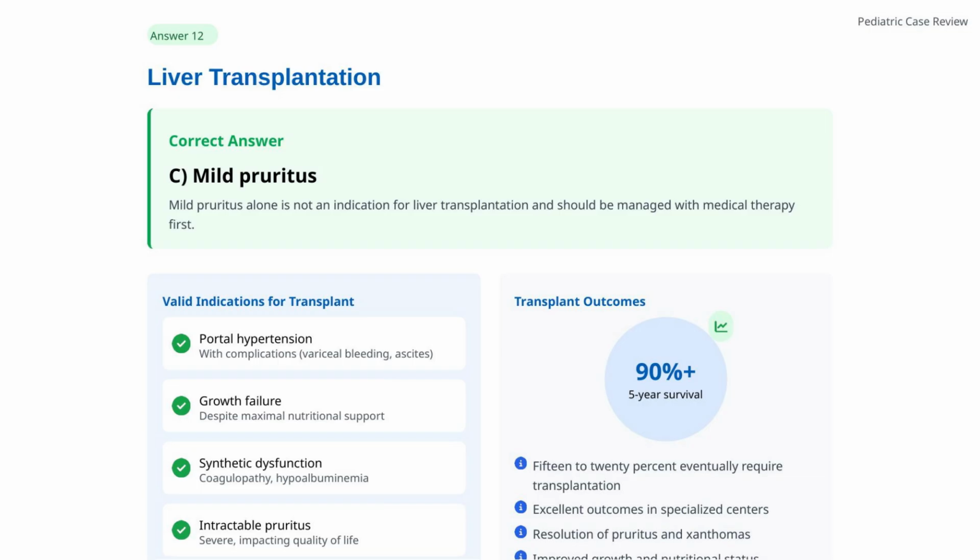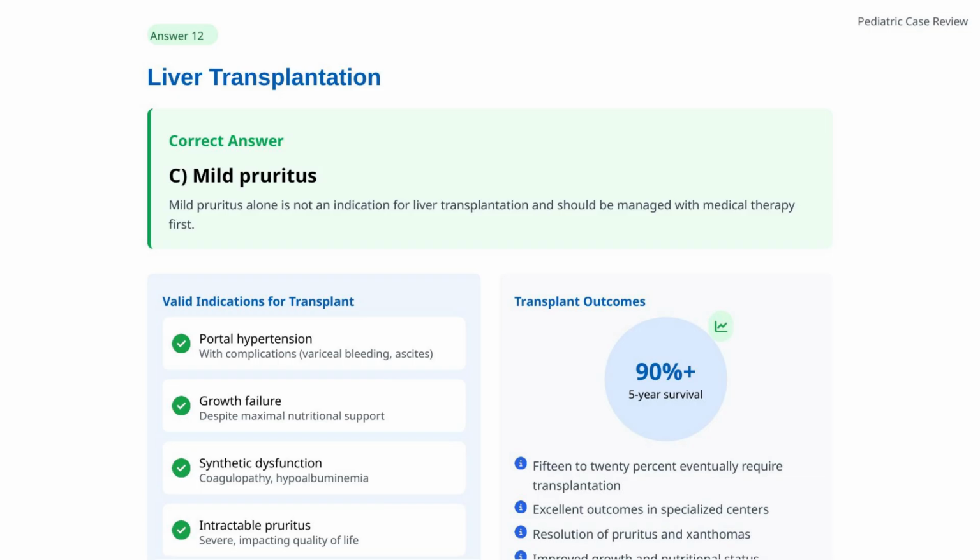The correct answer is C, mild pruritus. Mild pruritus alone is not an indication for liver transplantation and should be managed with medical therapy first. Valid indications for liver transplantation in Alagille syndrome include portal hypertension with complications such as variceal bleeding or ascites, growth failure despite maximal nutritional support, synthetic dysfunction manifested as coagulopathy or hypoalbuminemia, intractable pruritus that is severe and impacts quality of life, and hepatocellular carcinoma, which is a rare but serious complication.